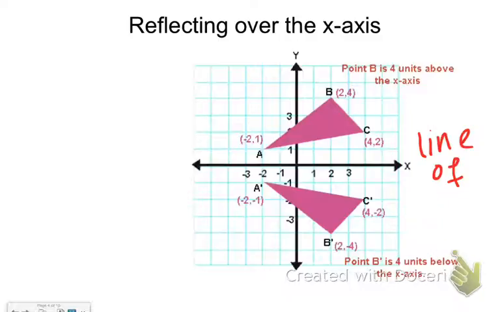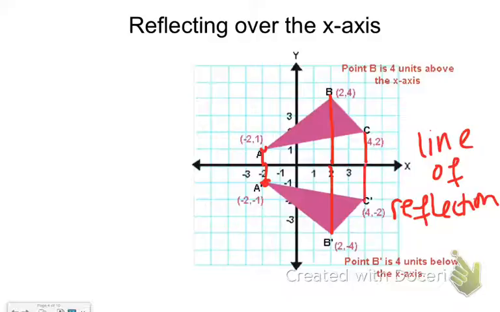Don't have enough space to write that out. Our line of reflection. So while A is 1 unit away from our x-axis, A prime on the opposite side must also be 1 unit away. Point B is 4 units away from our x-axis, which means B prime on the opposite side would also be 4 units. Same with C being 2 units away and C prime.